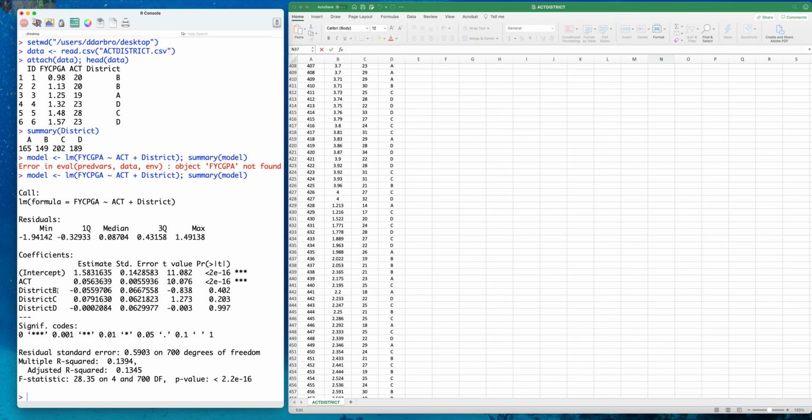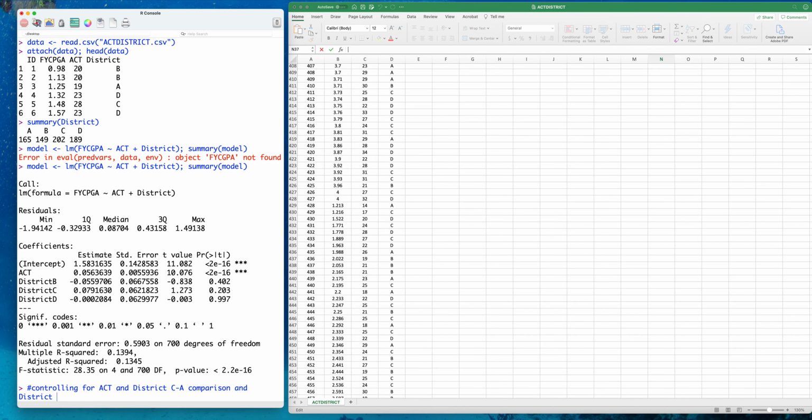All right, so exactly what I said would happen. Notice that District A isn't included here. So District A is the reference category. So how do we interpret this line right here? Well, this line would be interpreted as: controlling for ACT, District B, District C, and District D are comparisons to District A.